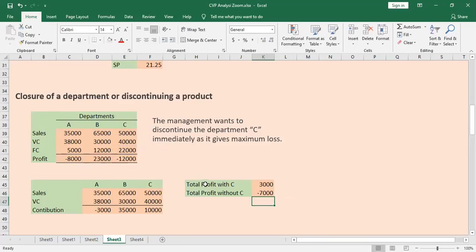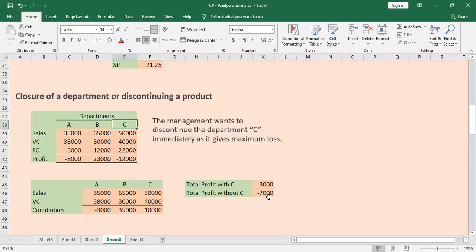When you get rid of department C, you are going from bad to worse, because earlier you were making at least a profit of 3,000. When you discontinue department C, you are not even making a profit. You are making a loss of 7,000 rupees.